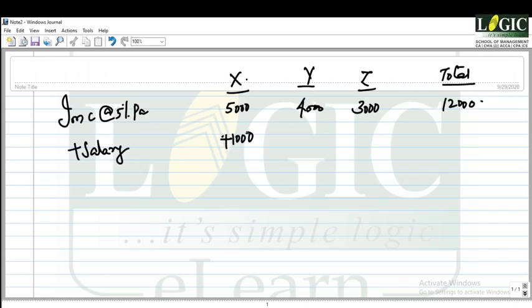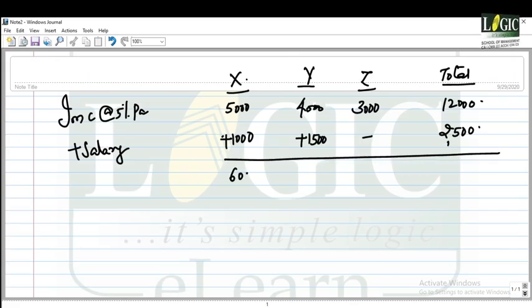to X, add 1500 to Y. Now what happened? Nothing is there for Z, so totally 2500. So what is the position now? 6000 is payable by the firm to X, 5500 is payable by the firm to Y, and 3000 is payable by the firm to Z. A total amount of 14,500 is payable by the firm to all partners together.